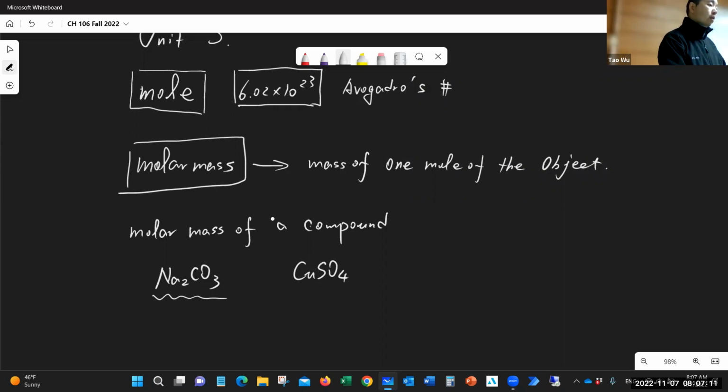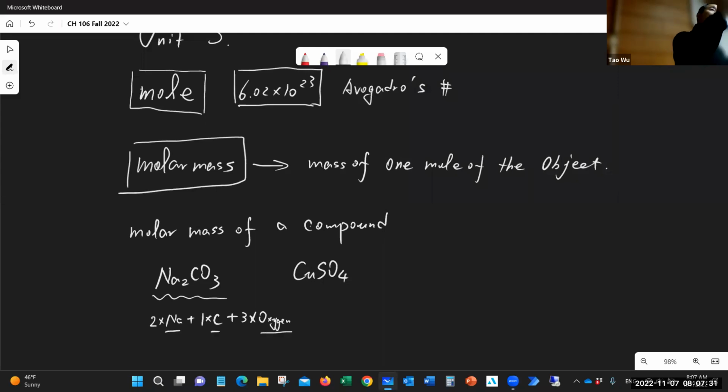The first one, obviously, you have 2 sodium plus 1 carbon and 3 oxygen. So if you know the molar mass of each of the elements, you can find it from the periodic table and add them together. That's going to be the molar mass of sodium carbonate. Do the same thing for copper sulfate. Just add them together, then you will find the molar mass.